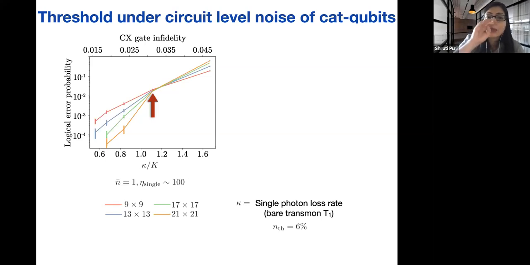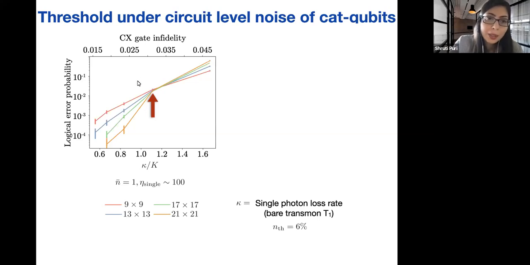So in this setup, the most difficult gate is the CX gate. That has the highest infidelity. On the x-axis here, I'm showing you the infidelity of the CX gate. The y-axis is the logical error rate. The bottom x-axis is something for the experimentalist. It is the ratio of the photon loss rate to the nonlinearity. It tells you what sort of oscillator parameters or transmon parameters you're trying to hit to achieve that threshold.